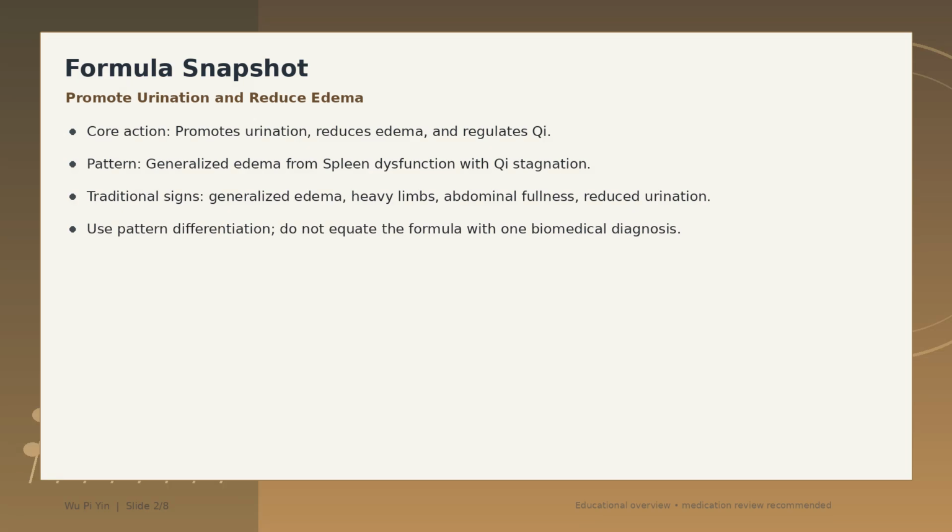Start with the pattern rather than the disease label. The traditional target pattern is generalized edema from spleen dysfunction with Qi stagnation. Typical clues include generalized edema, heavy limbs, abdominal fullness, reduced urination, poor appetite, and a soft pulse.